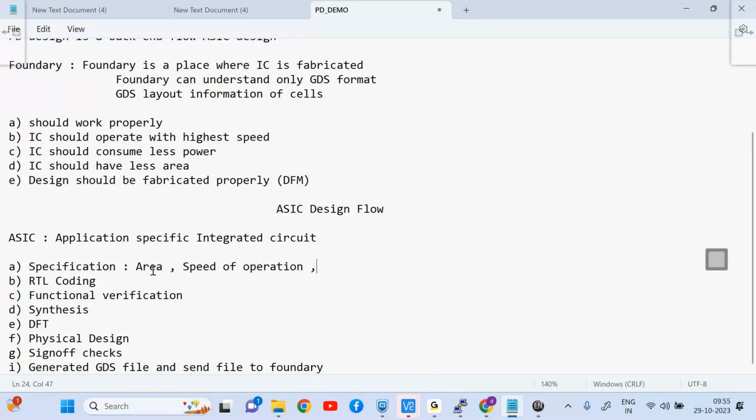Functional blocks. What functional blocks should be present in the IC? Then average power consumption or battery. What is the battery capacity? What battery are they using? The battery capacity leads to average power consumption. All these specifications are taken from the top team with the help of the architectural team.